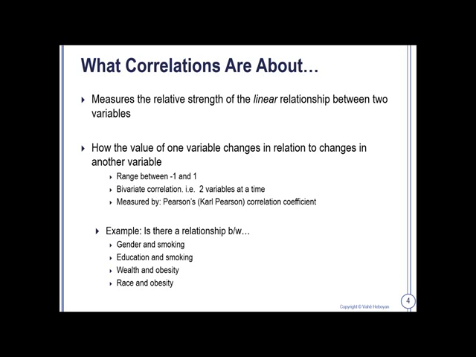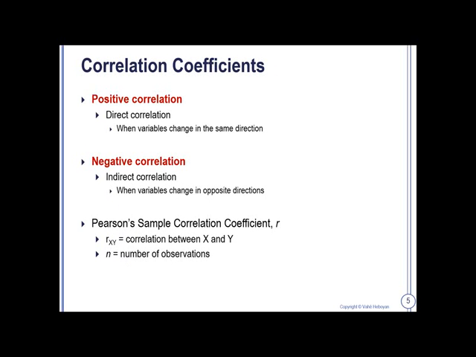So why would we want to measure this type of relationship? For example, we might want to see if there is any association between gender and smoking, level of education and smoking, wealth and obesity, or race and obesity, right? As you can see, these are two variables at a time. We are trying to understand whether or not these two variables are correlated with each other. Just remember, the correlation doesn't indicate causality, okay? All it says is that there looks like there is a high level of relationship.